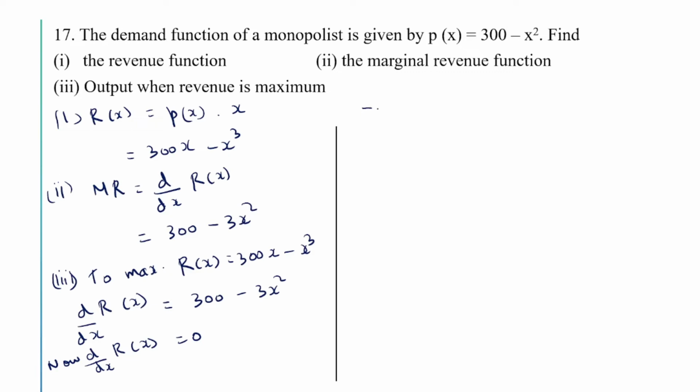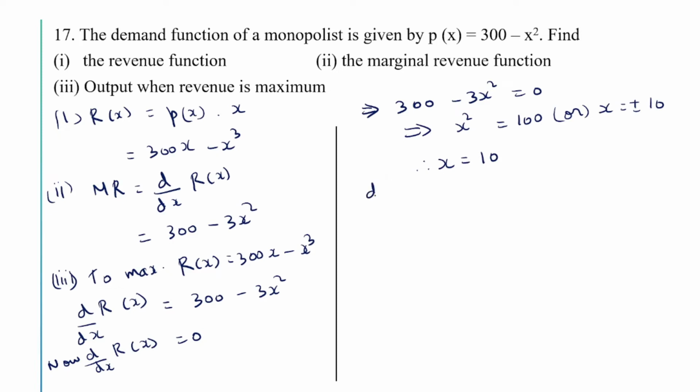So, d by dx of revenue function equal to 0 implies 300 minus 3x square equal to 0, or we have x square equal to 300 by 3, it is 100, or x is equal to plus or minus 10. We cannot have minus 10, therefore x is equal to plus 10, because we cannot have negative level of output or number of units sold. So x is equal to 10 units.